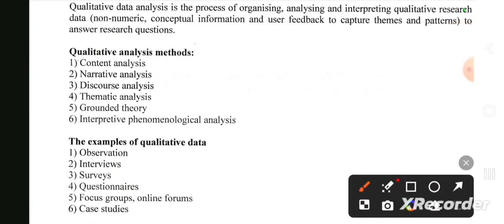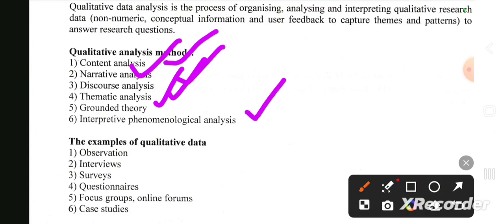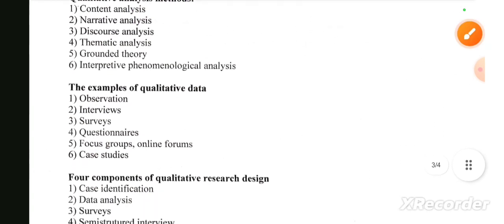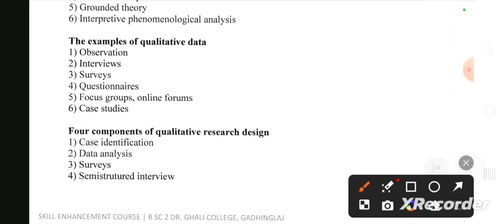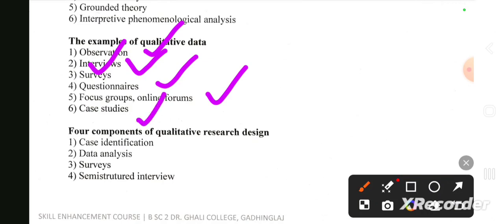These are the methods of analysis of qualitative data: content analysis, narrative analysis, discourse analysis, thematic analysis, grounded theory, and interpretive phenomenological analysis. These are the methods through which we can analyze qualitative data. Examples of qualitative data sources are observation, interviews, surveys, questionnaires, focus groups or online forums, and case studies through which we can collect qualitative data.